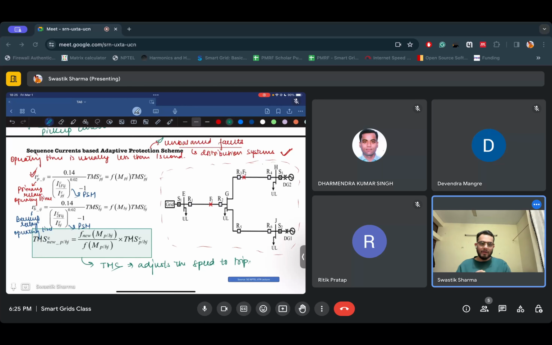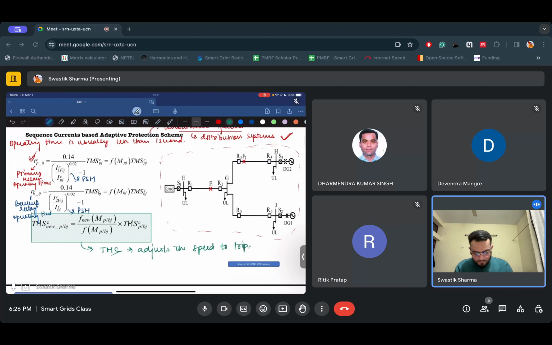So now we were able to find two things. One, we were able to find the perfect plug setting multiplier quantity using sequence currents. And two, we were able to find the time multiplier setting using this equation. But the third thing remains, that is to calculate the direction of the fault. The relay must be able to sense the direction in which the fault is happening.